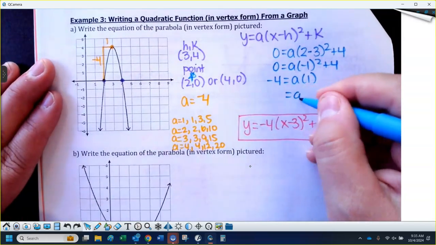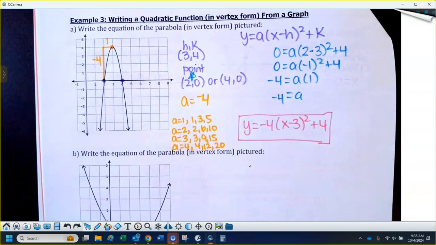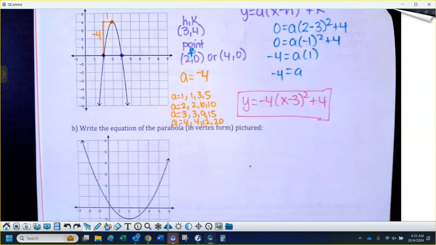So you can get your a value algebraically, but sometimes if you have a picture of a graph, you might be able to just figure out the a value by looking at the graph. So it's totally up to you. If you don't see the a value, if that's hard, just do what we did on the front.